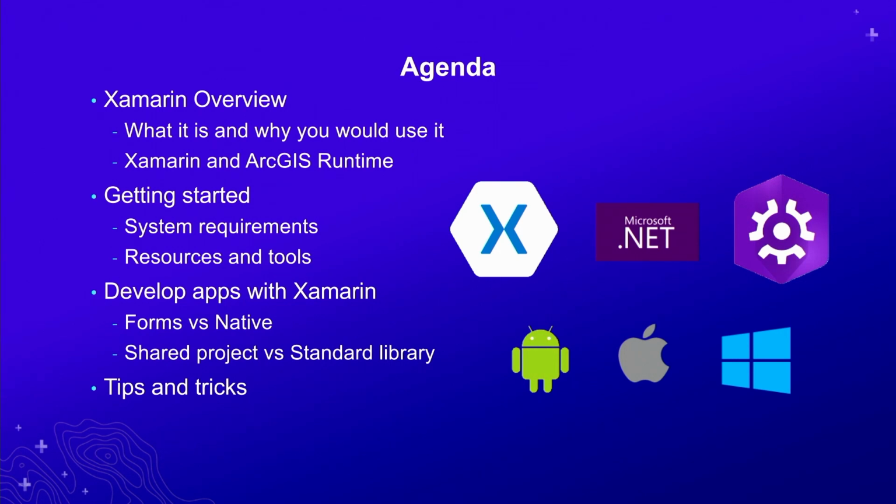We'll look at developing apps with Xamarin. There's a couple of choices that you have when you're putting your app together. Do you want to use Xamarin Forms or a native app? We'll look at what that means here in a bit. How do you want to share your code? Do you want to use a shared project or perhaps a .NET standard library? So a couple of choices that you have when you put together your solution, and we'll talk more about that as well.